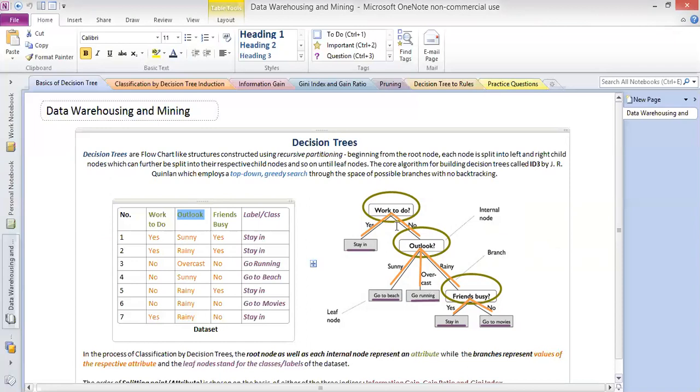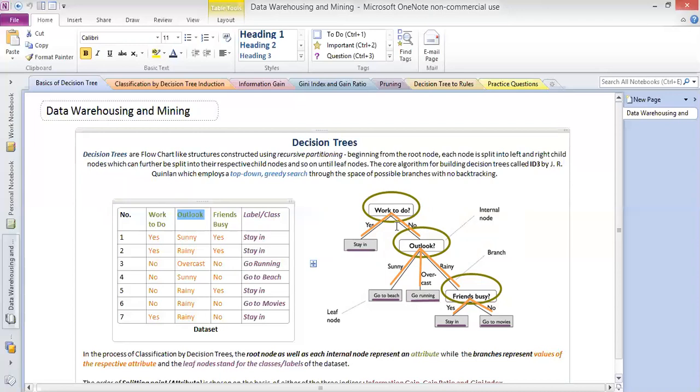Here, on the right side in the decision tree, you can see the branches have been marked in orange, and the branches have the naming of the same values that were assigned there. For work to do, we can see yes and no. For outlook, we can see sunny, overcast, and rainy. For friends busy, we can see yes and no.